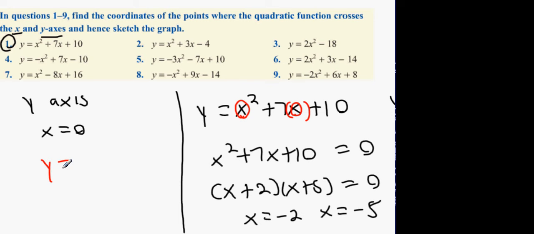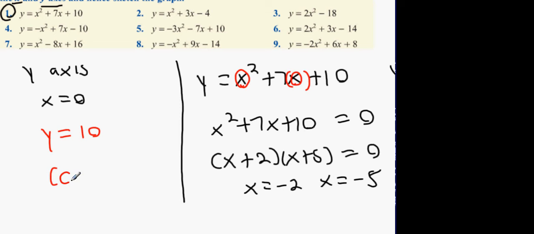Graph. Okay, the 3 points on the graph are the following: (0, 10). When x equals 0, y equals 10. When y equals 0, x equals minus 2. So we know (minus 2, 0), and we also know (minus 5, 0).